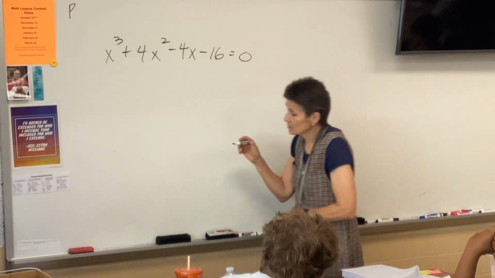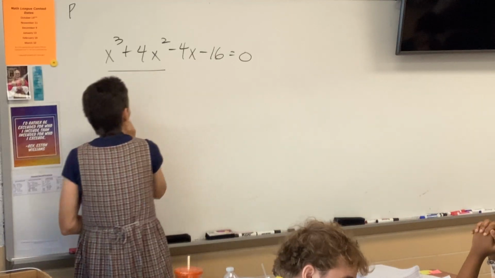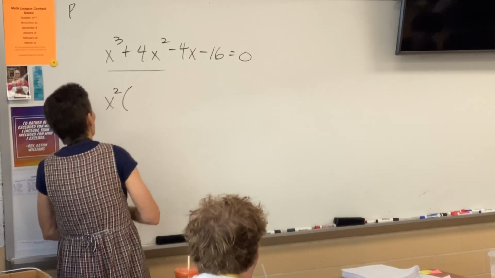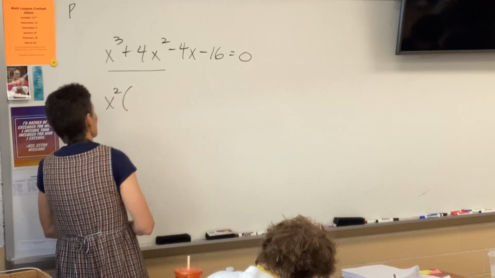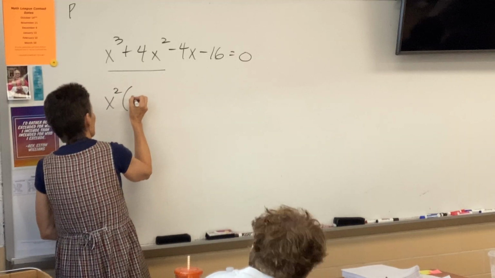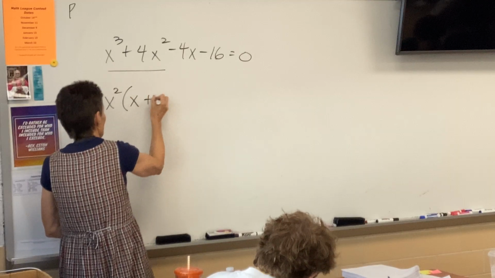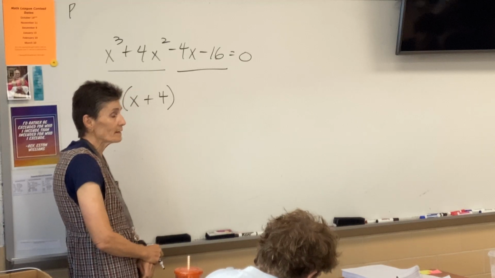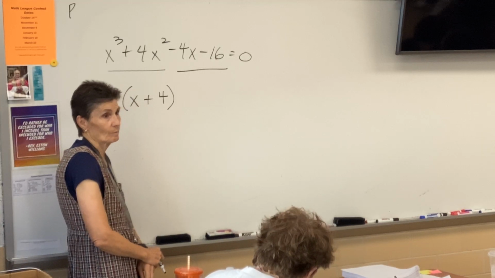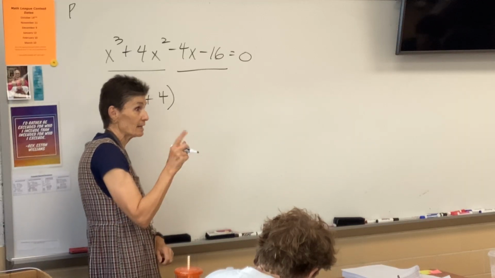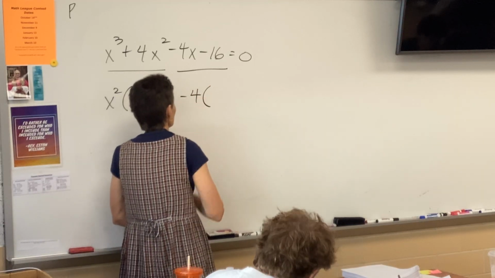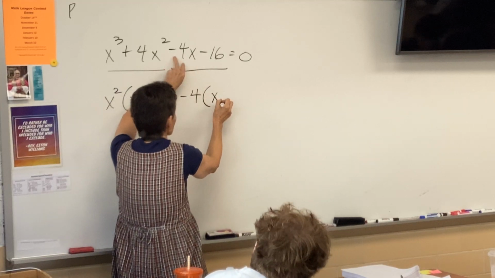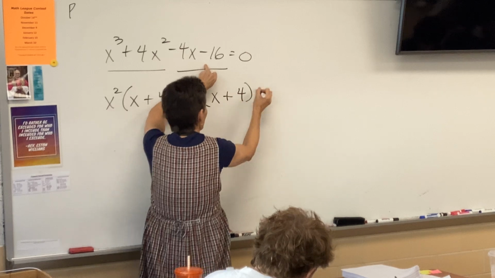If I look at just the first 2, what can come out of those? X squared. What would be left? Remember, I'm just looking at the first 2. What would be left? X plus 4. Perfect. All right, now let's look at the last 2. What can I take out of the last 2? I can actually take a negative 4, so I'm going to take out that negative 4. Now, if you take out the negative 4, you're going to be left with x plus 4. Remember, you took out the negative.